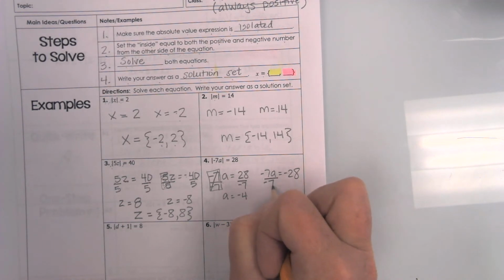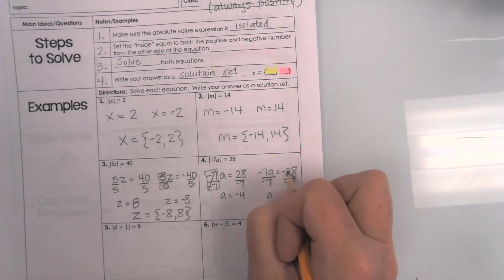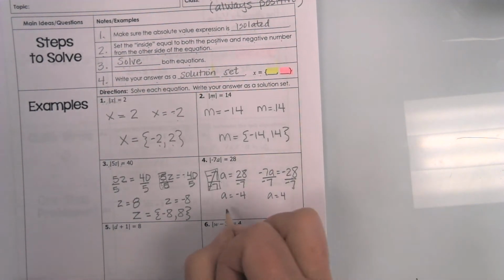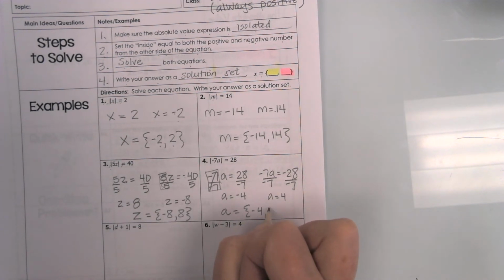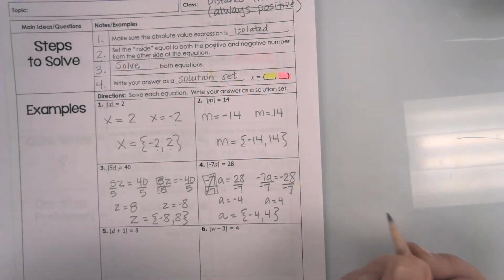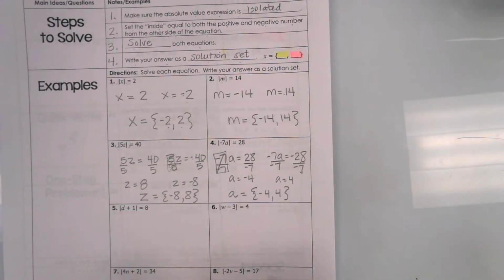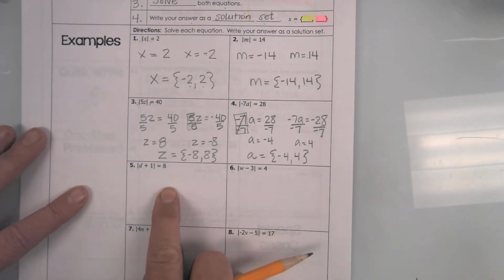Again, divide by negative 7 on both sides. And this time A becomes negative 28 divided by negative 7, which is a positive 4. So A is equal to negative 4 and positive 4. Now, you will have to get a little bit more complicated. In fact, I'll do one more here, and then I'll show you a couple on the back side.